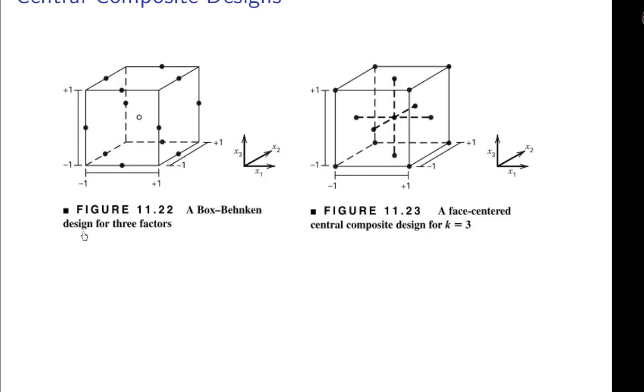The Box-Behnken rotatable design for 3 factors. Okay, this one's rotatable or nearly rotatable. This one is not, right? And you can see, because you can fit a sphere through these points. You don't have the corner points of the fractional design. This one, the face-center design, is not rotatable.